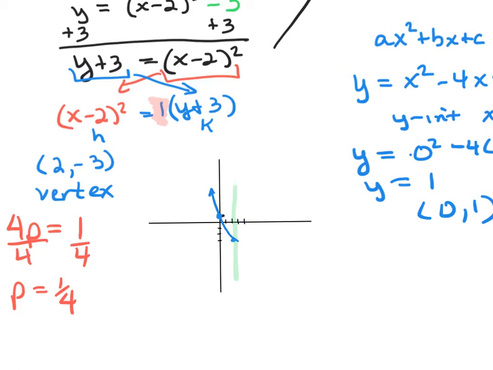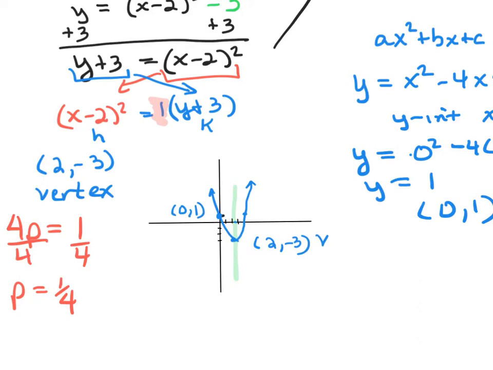So notice this is 2 spaces away from the axis right here. So I could go 2 spaces away over here, and then I'll go up to the 1. So I could put a point here. So my vertex, if you wanted to label it on your graph, is the ordered pair 2, negative 3. My additional point is 0, 1.